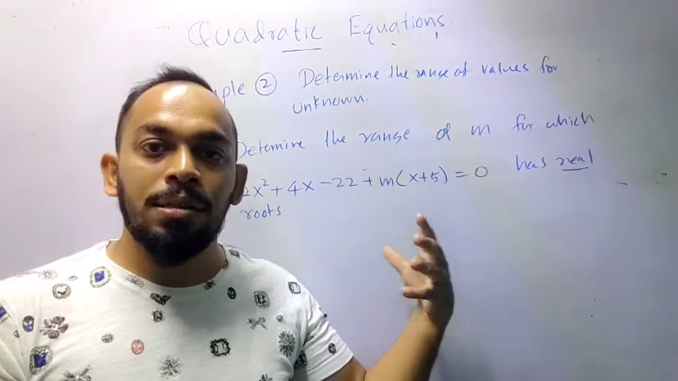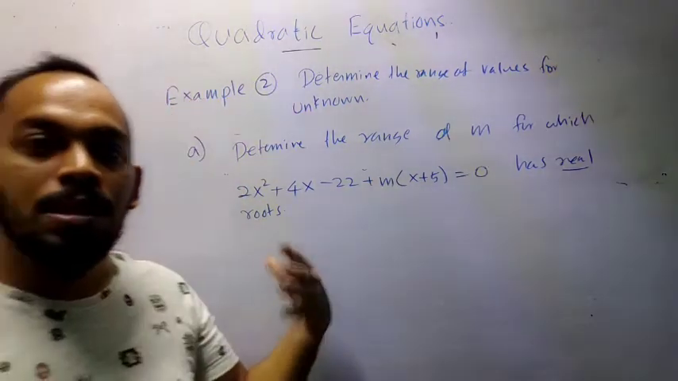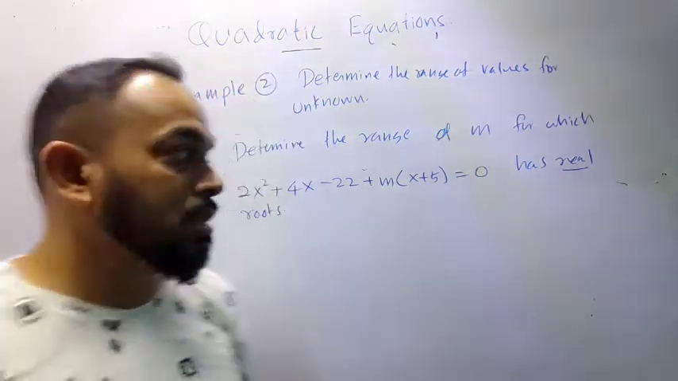We take it as it produces real solutions. Real solutions means the discriminant must be greater than or equal to 0.